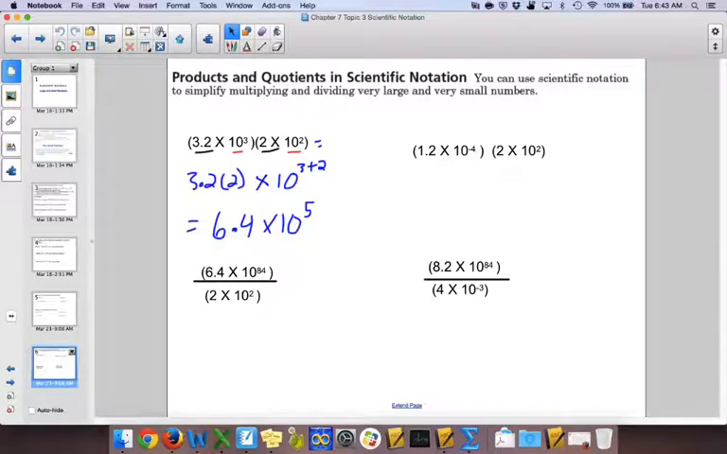Alright, let's look at the bottom. Division works the same way. We divide the first numbers, we divide the second numbers. So 6.4 divided by 2 times 10 to the 4 minus 2, division means minus, is going to give us 3.2 times 10 to the 2nd power.